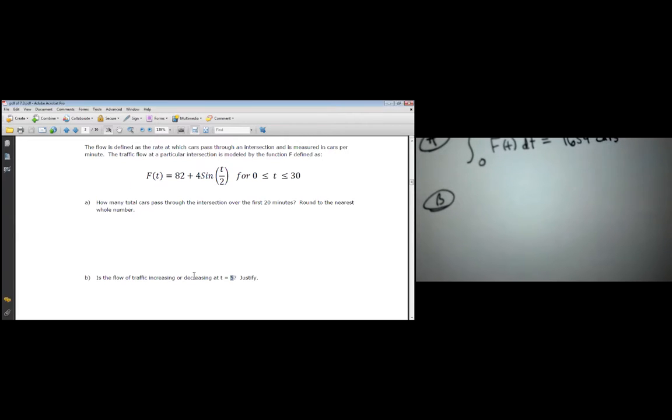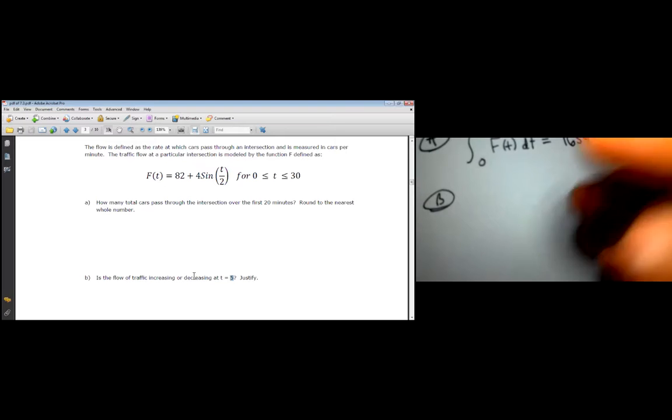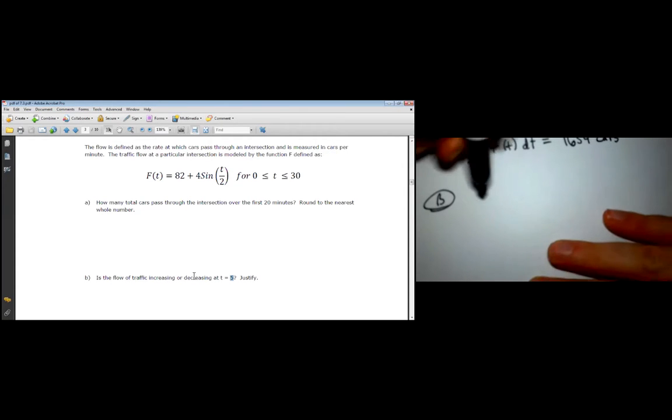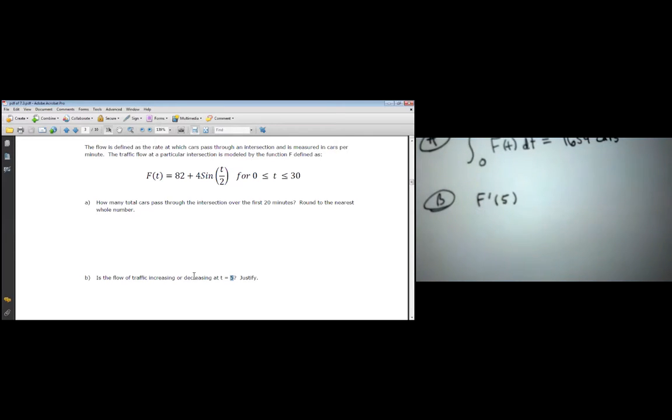When you did a first derivative test, that was like, tell me about the whole function. Tell me where it's going up and down and all around. This one's just saying what's happening at 5. So all we want to do is find f prime of 5. So we have f of t. Is the flow of traffic increasing or decreasing at 5? We're just looking for f prime of 5. And somebody tell me what that is.